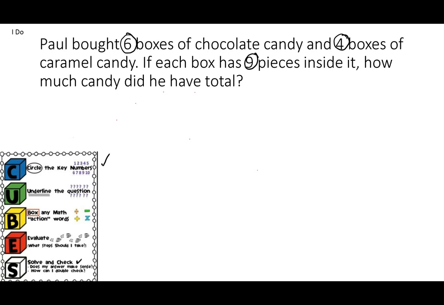The next step in the cube strategy is to underline the question. The question here is, how much candy did he have total? And I can check that step off.